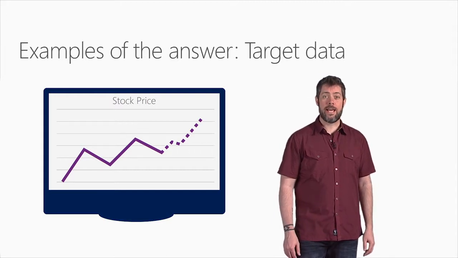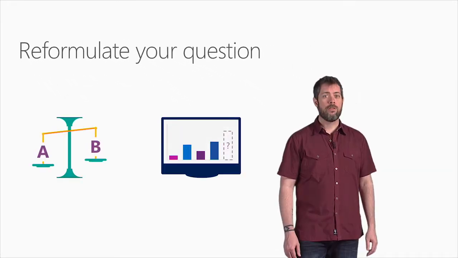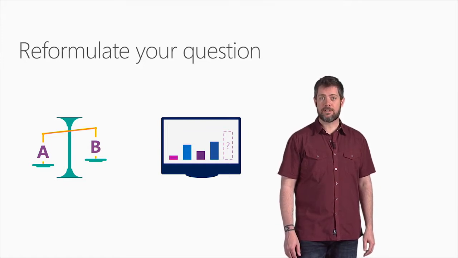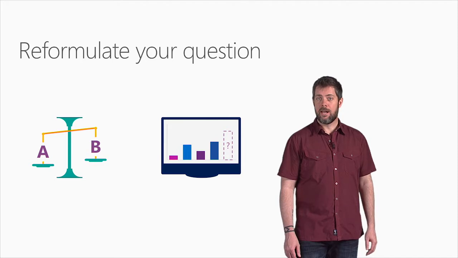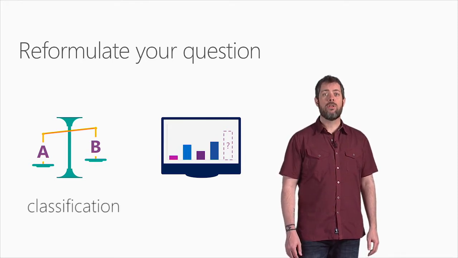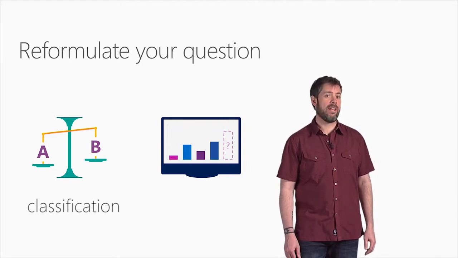Now, to take this to the next level, sometimes you can reword your question and get a more useful answer. The question, "Is this data point A or B?" predicts the category of something. And then to answer it, we use a classification algorithm. The question of "how much" or "how many" predicts an amount. And to answer that, we use a regression algorithm.